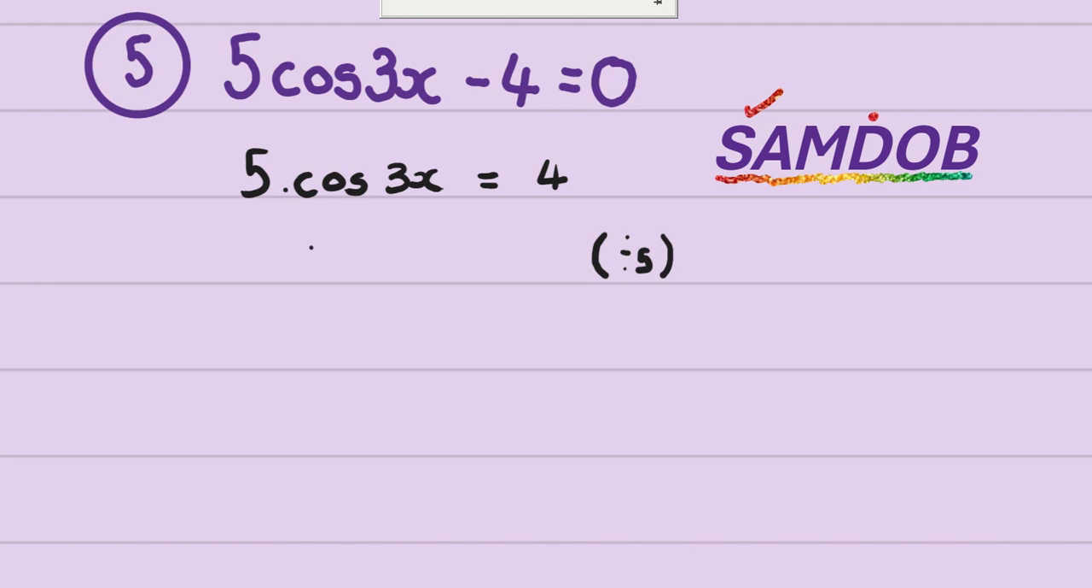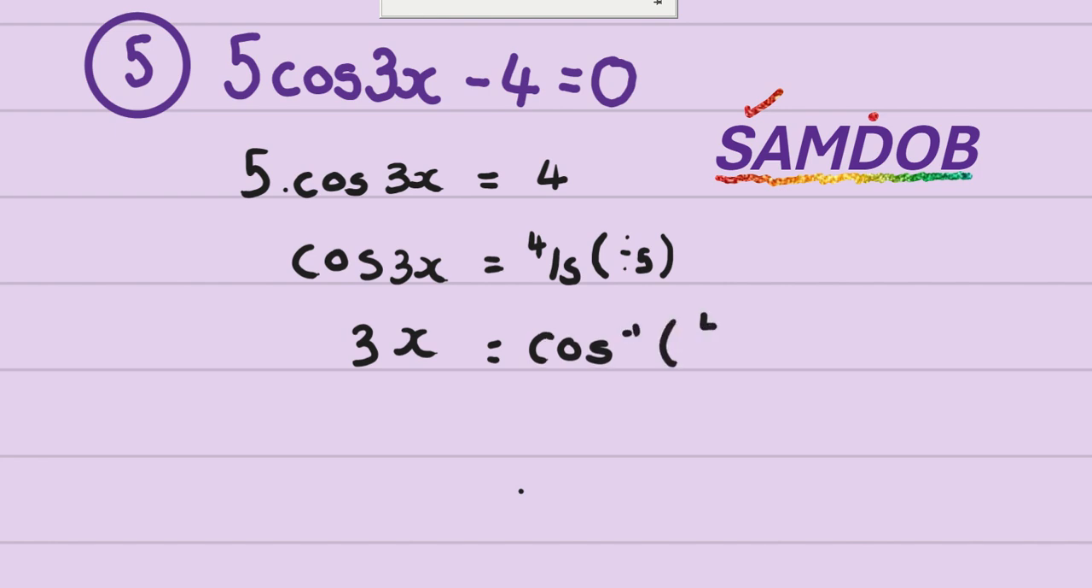So that would leave me with cosine 3x equal to 4/5. So that is 4 over 5. Let's write it like that. At this point, we go from left to right. So we first get rid of the cosine by doing the inverse function. So we go ahead and we say that 3x is equal to arc cos or cosine exponent -1 of 4/5.